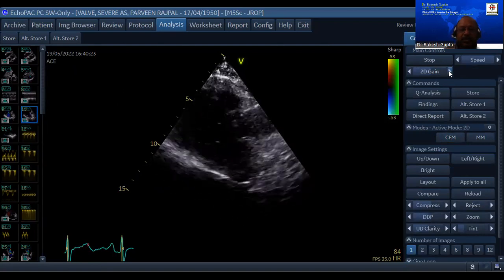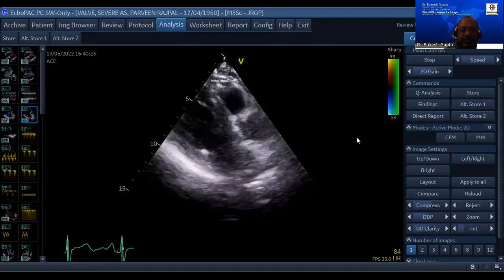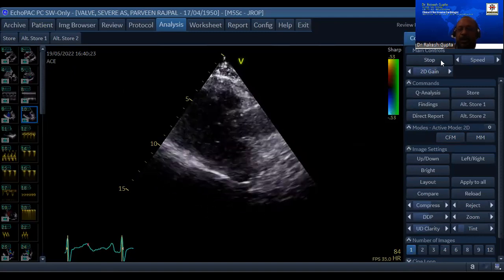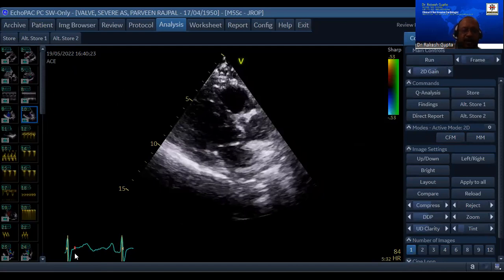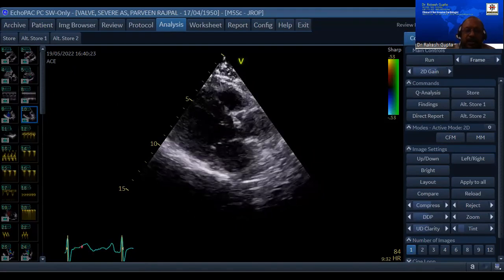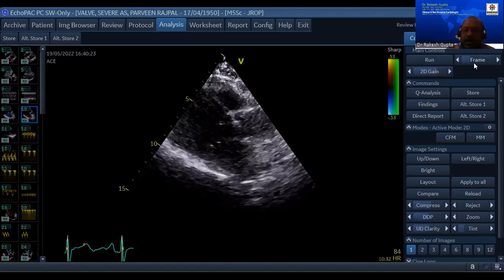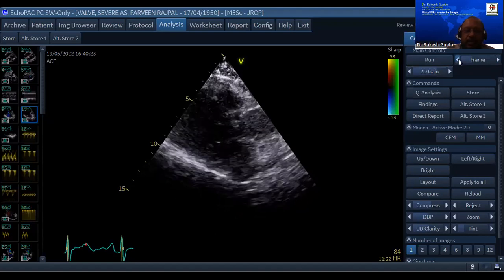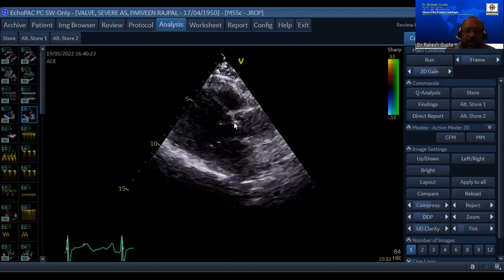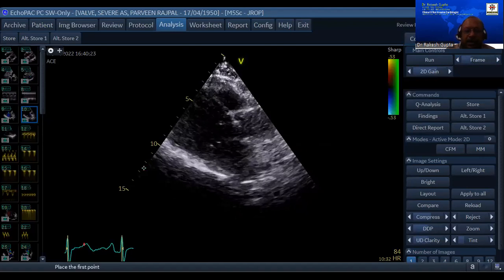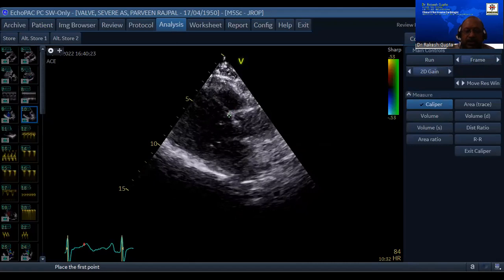Increase the gain so that you can see this. I'm going to stop for you. Now we are almost in early systole. You can see a doming of the leaflets, and I'm going to move a little bit frame by frame so that I get maximum opening of my aortic valve. So this is one hinge point. This is the second hinge point. I'm going to measure it again. Let's see how much I measure. It is almost 2.4 or something like that.